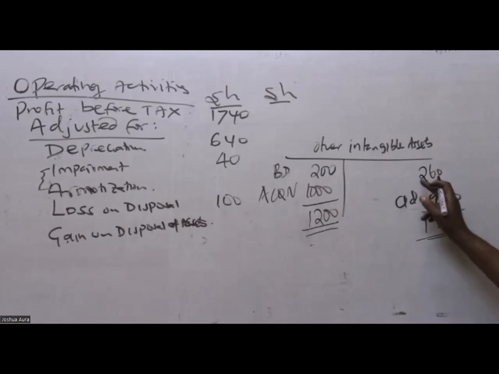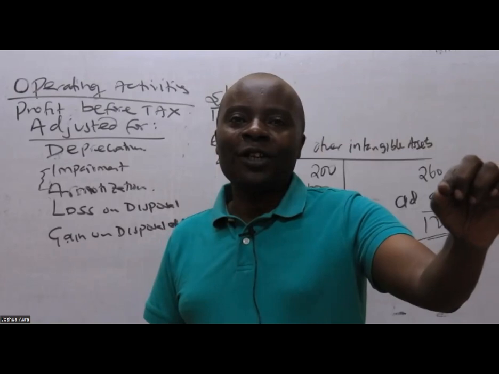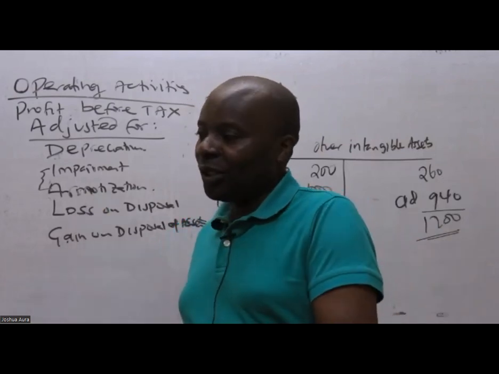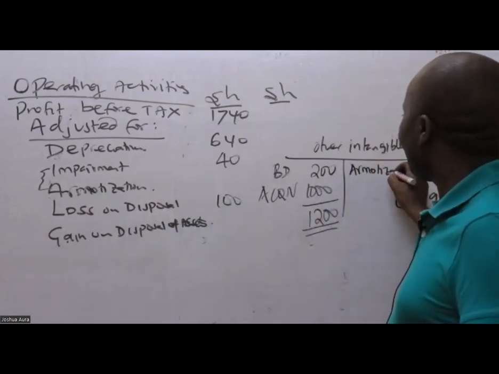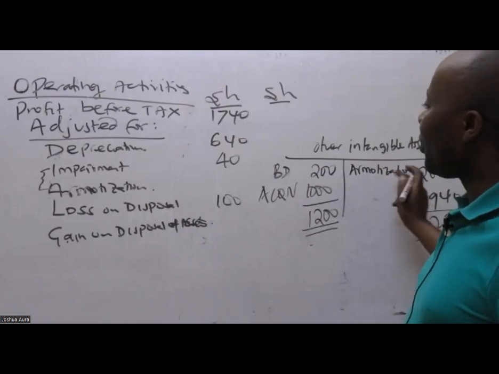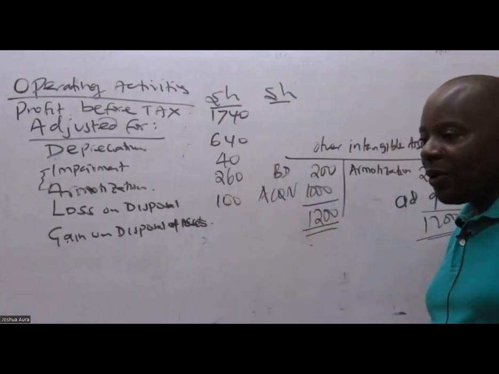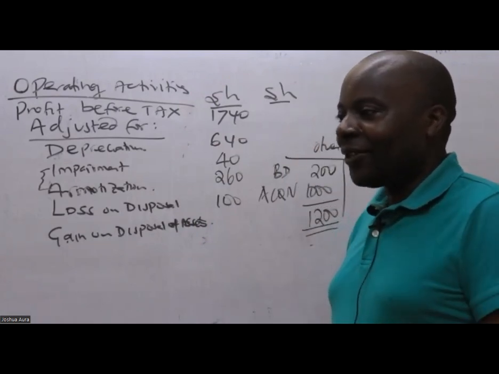So of course, given that it is on the credit side, that is lost in value. Lost in value, but now we are calling it amortization. So the amortization here is 260.